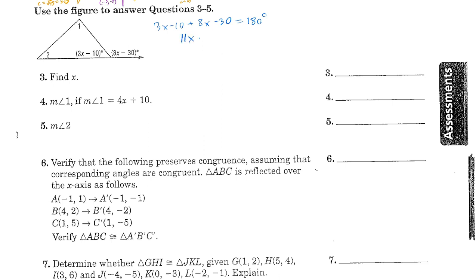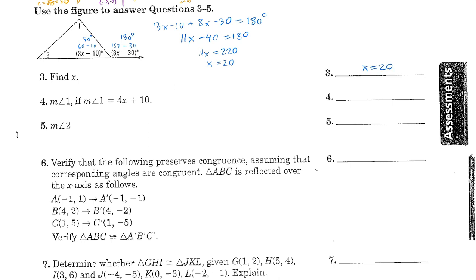Okay, 11x minus 40 equals 180. We add the 40, we get 11x equals 220. We divide by 11, we get x is 20. Now let's plug it in. This is 160 minus 30. That's more like the picture, 130. Plug in 20 over here, we get 60 minus 10. That's a 50. Check. It works. Okay, so x is 20.